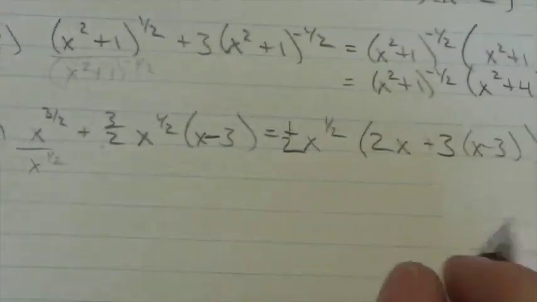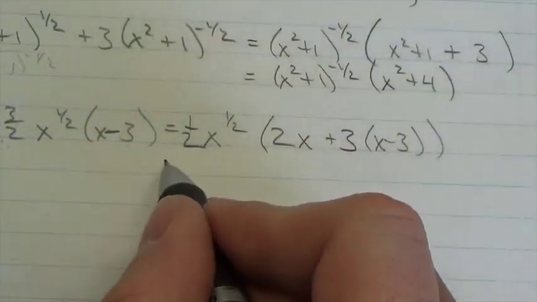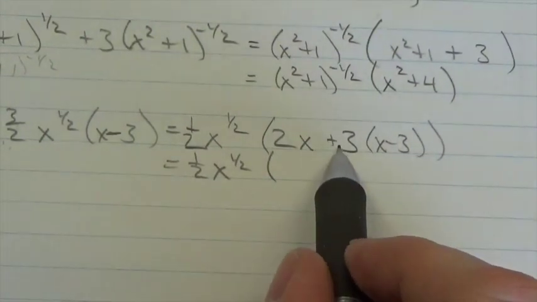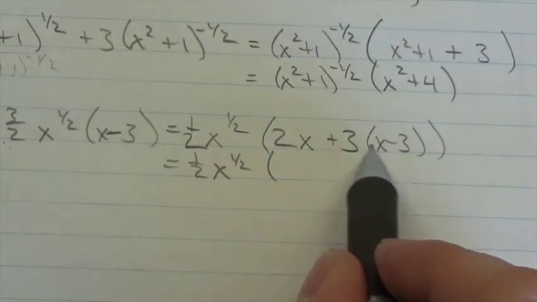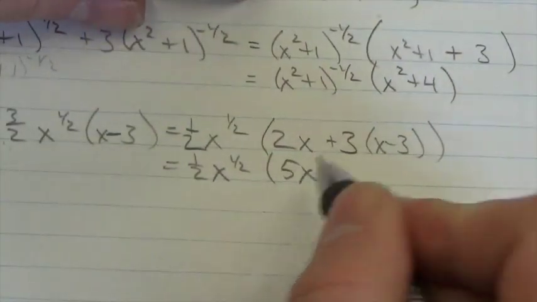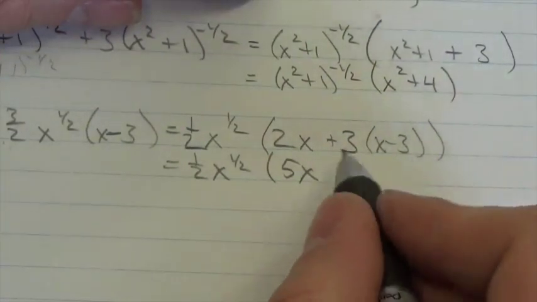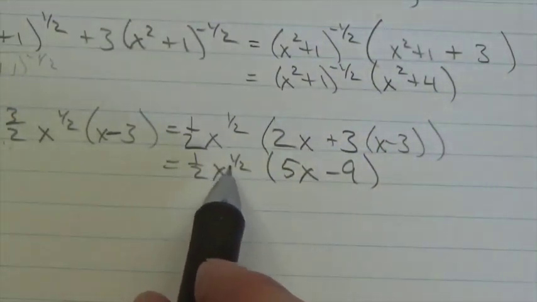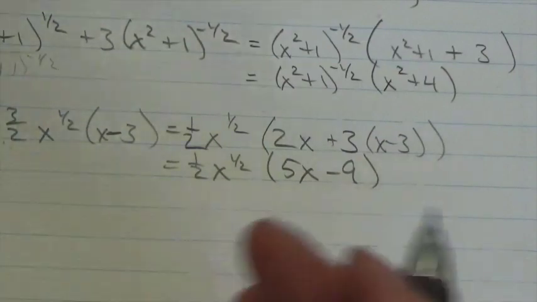Now, to put this in a form that I would rather see, what I'll do here is multiply the 3 through, distribute it to the binomial here. Then now I'm going to get 2x plus 3x will be 5x. And then 3 times negative 3, there's my negative 9. Okay, and there we go. So 1/2 x to the 1/2 multiplied by 5x minus 9.